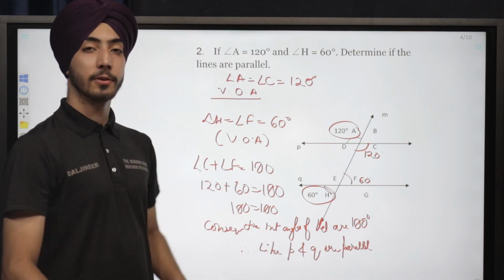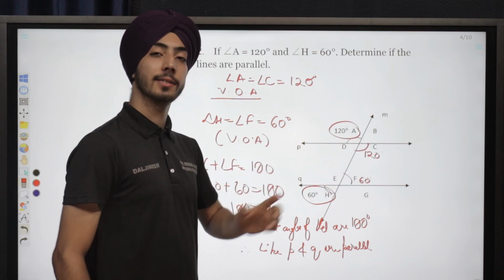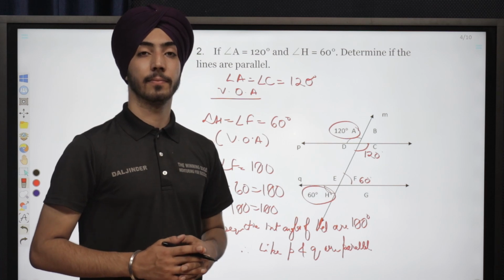Okay students, I hope you understood this question. Very simple question, just adding these two gave 180, which means these two lines are parallel. Now let's look at question number 3.